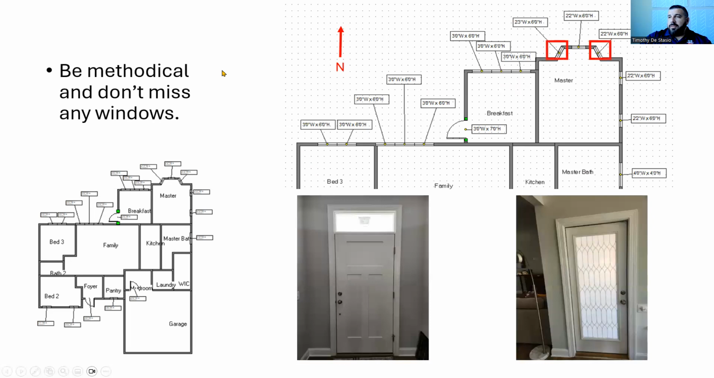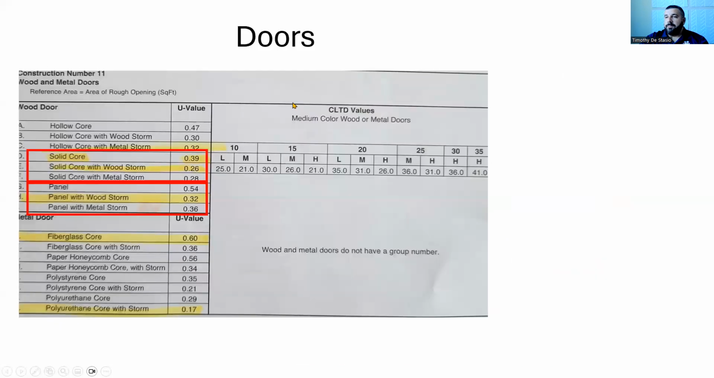And just make sure you're being methodical. Don't miss things like bay windows or their orientation. These windows do not face the same direction as that window. Also, transom windows and French doors are considered giant windows to Manual J. They're not considered like actual doors. Don't miss these windows here.